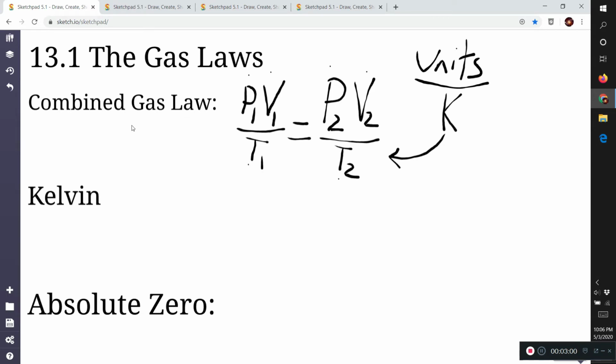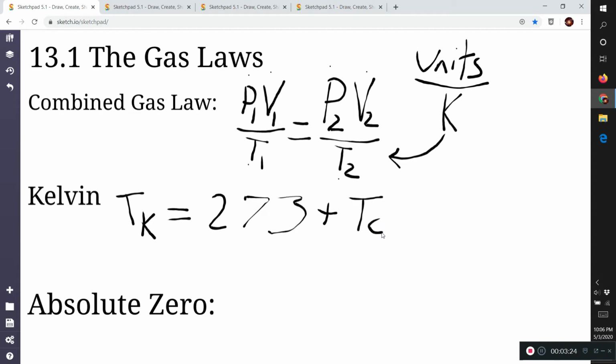So if you remember, the formula for transferring from degrees Celsius to Kelvin: your temperature in Kelvin, and there are some extra decimal points in here, but we're just going to say it's 273 plus your temperature in Celsius. So just take your Celsius temperature and add 273.